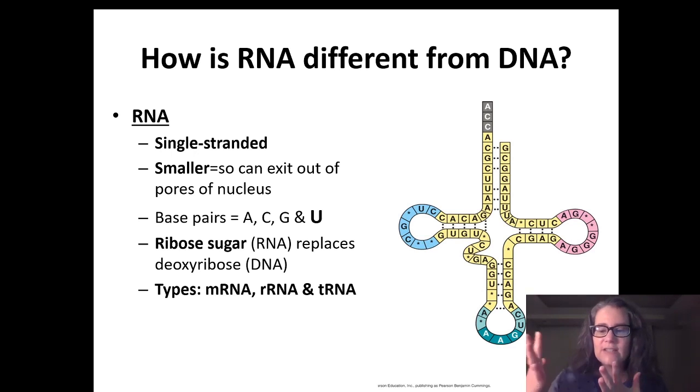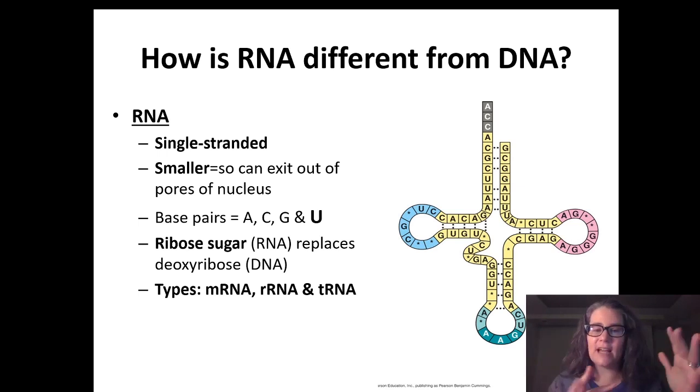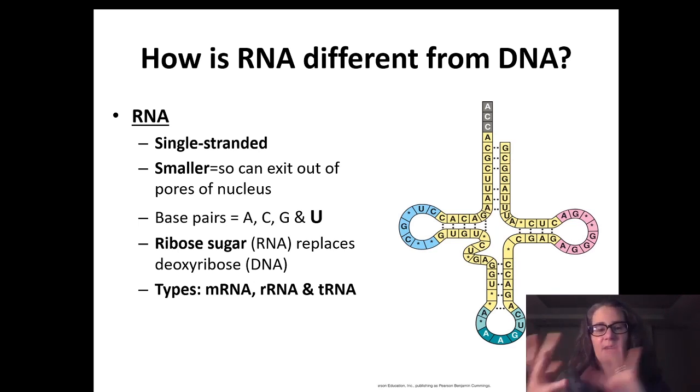It's often so small that it can exit the nuclear pores, whereas DNA is big enough that it gets stuck in the nucleus. And so RNA has more free reign in the cell, and some types can go between the nucleus and the outside cytoplasm and things like that. And we'll talk about that a little bit later in protein synthesis.